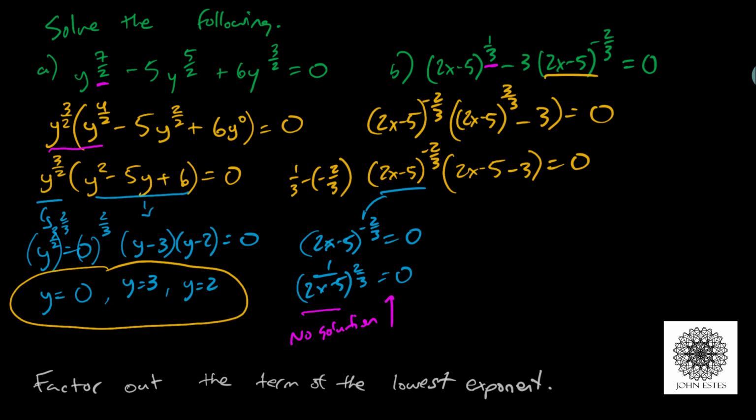Now, on the other side, I end up with 2x minus 8 equals 0. This will give us a solution. 2x equals 4, so that means x equals 2. And there is my one solution to this equation. So this technique, even though it looks a little weird, works the same way as typical factoring. You always pull out the variable to the lowest exponent possible.